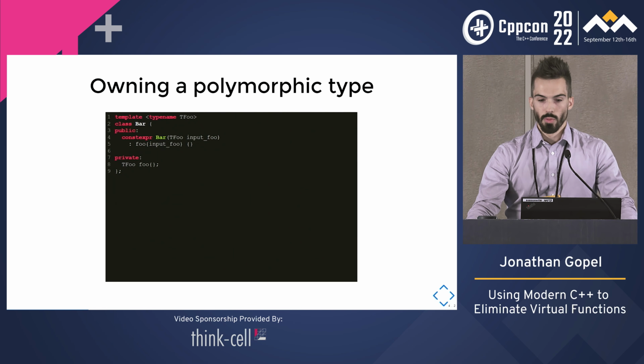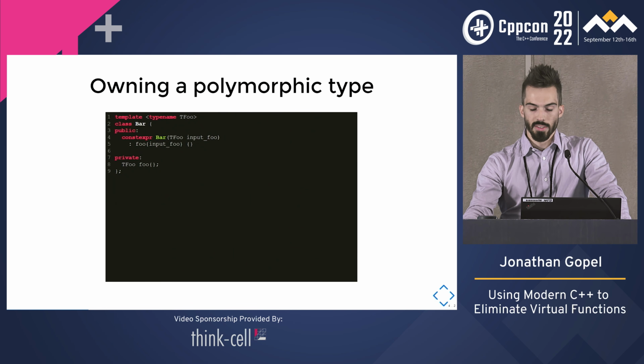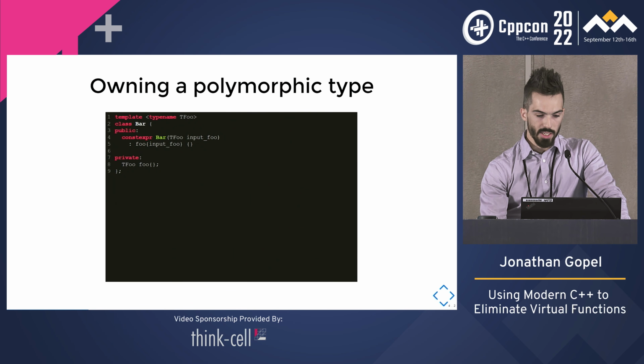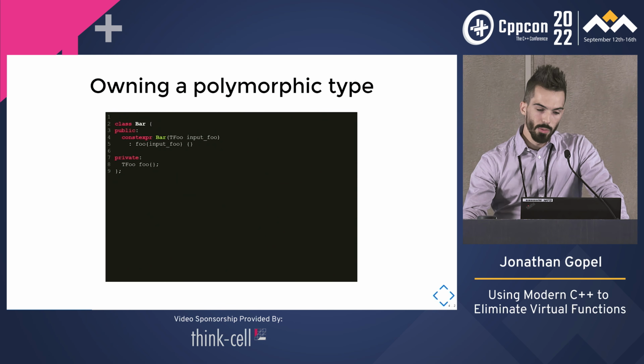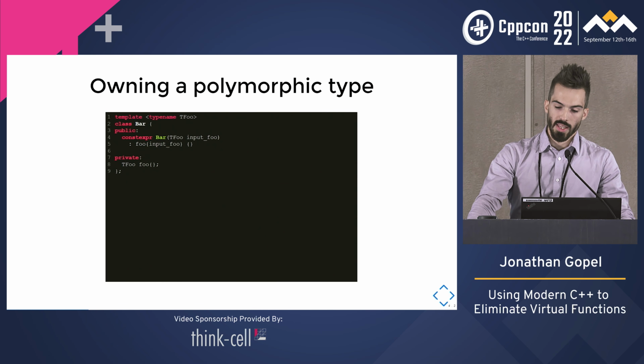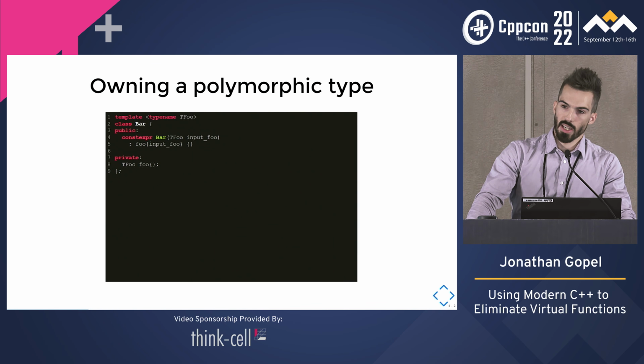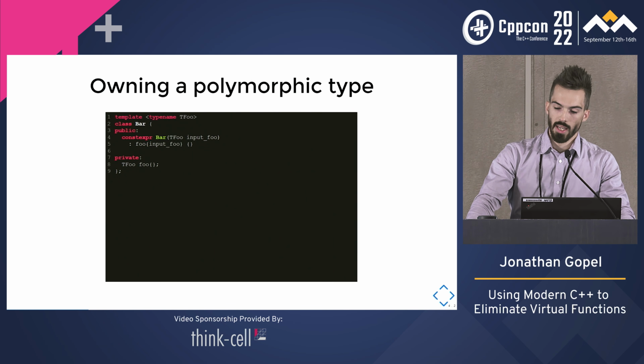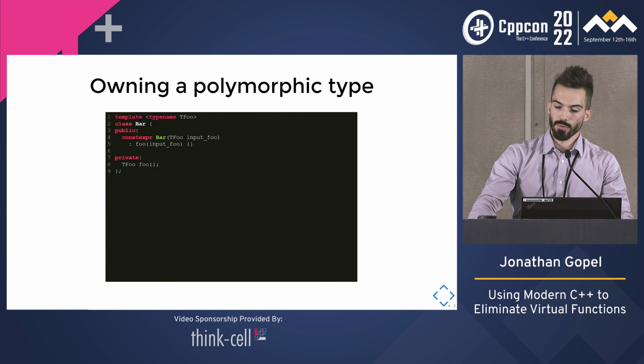So without virtual, we can templatize this class on the member type, and then we don't actually have to name this type when we use it because of CTAD, and then we just take that type, we store it from the constructor. Again, I'll call out the major difference here is that our type cannot be changed after compile time.